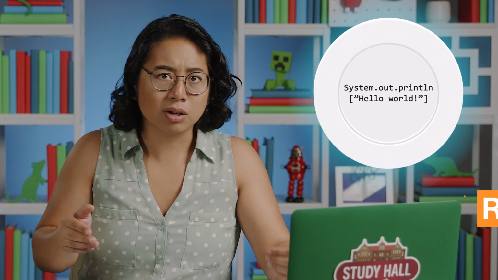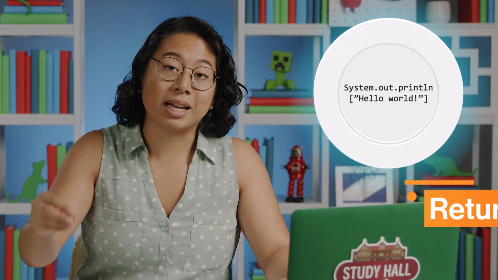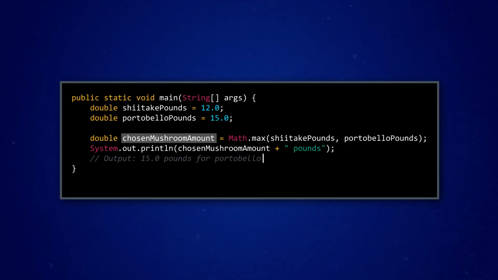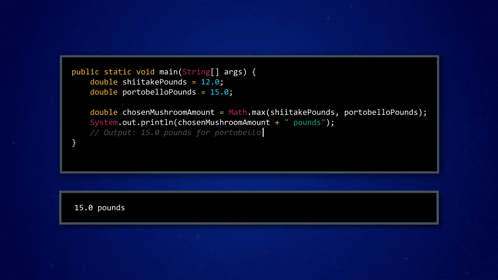Once the method context is finally set up, the computer can execute all the instructions inside of the method until it reaches the return statement. Just like a dish needs to be plated before being served, a return value needs to be placed in a register to capture and store it before it's returned. At the end of the mushroom example, we store the return value of the math.max method to a double variable called chosen mushroom amount, and the method returns the maximum mushroom amount of 15 pounds, which will be used to make some delicious portobello quiche.